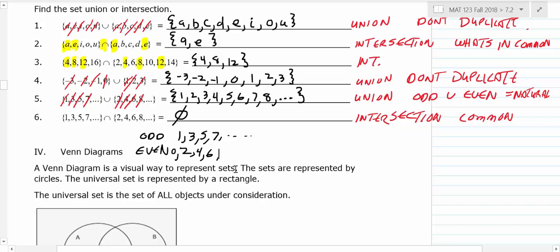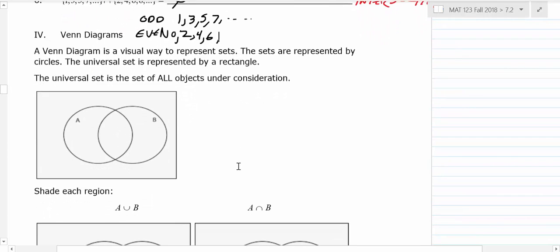All right, so the next thing we're going to look at is the idea of Venn diagrams. This is where the fun begins in this section. I mean, it's fun. I kid you not. Okay, so Venn diagrams are a way of organizing two sets. That's the purpose behind that.